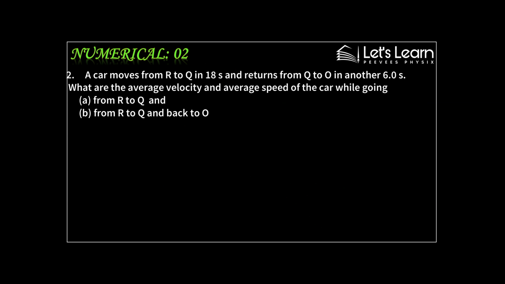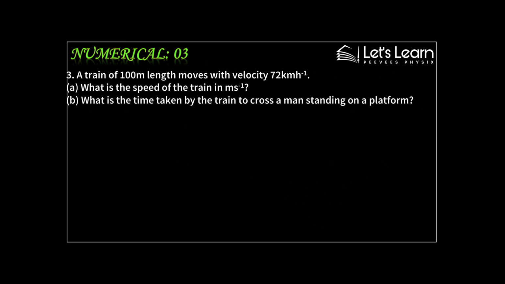Now we go for another numerical. A train of length 100 meter moves with a velocity 72 km per hour. They want the speed of the train in meter per second. How will we change speed of the train in meter per second? Kilometer per hour can be changed into meter per second just by multiplying by 5 and dividing by 18, which gives you 20 meter per second.